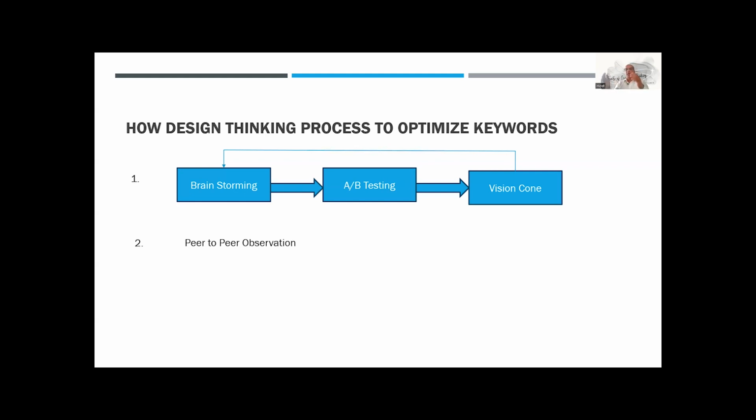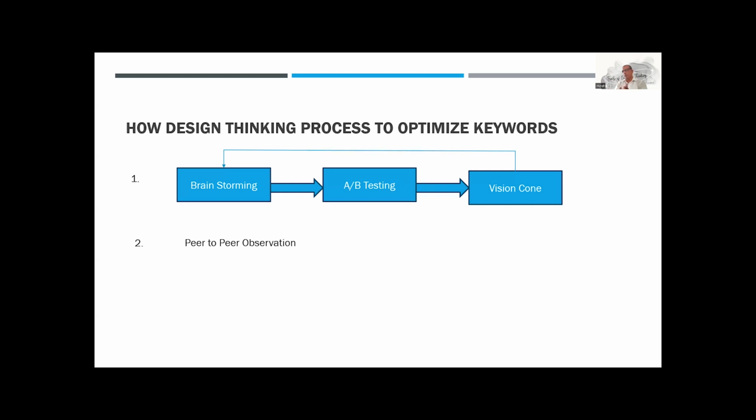Now, once we have done the prioritization of the keywords, we do A/B testing. That means the website behavior before using the keywords and after using the keywords. What is the traffic that is coming to that particular website? So that is A/B testing.